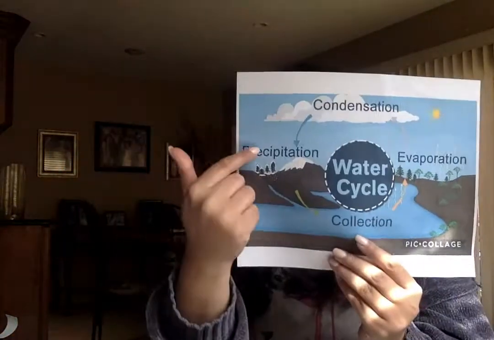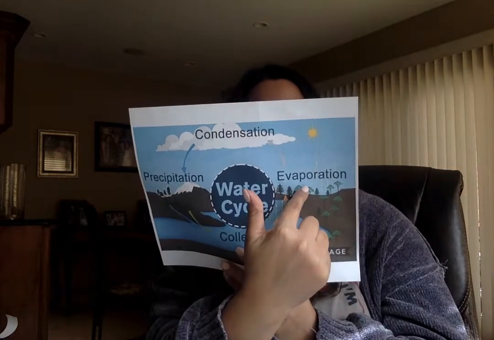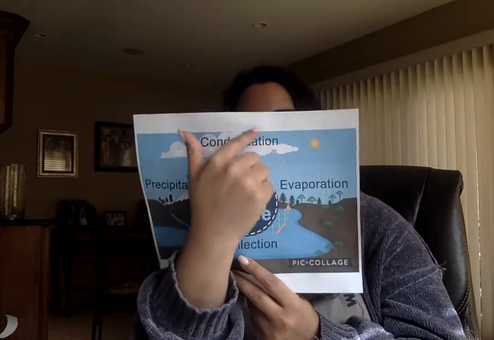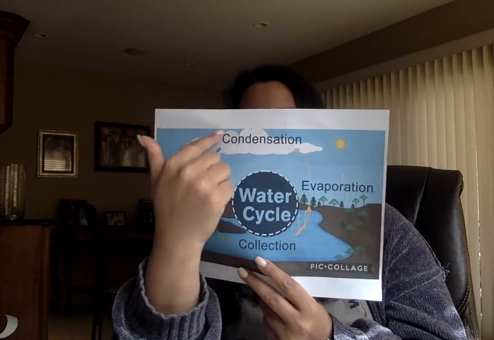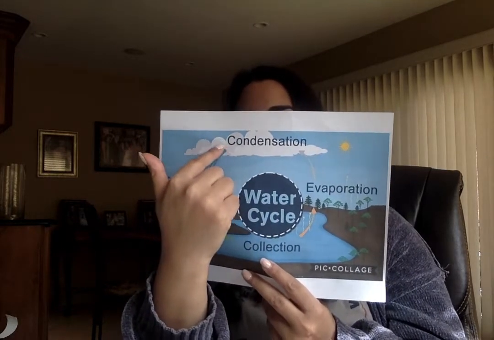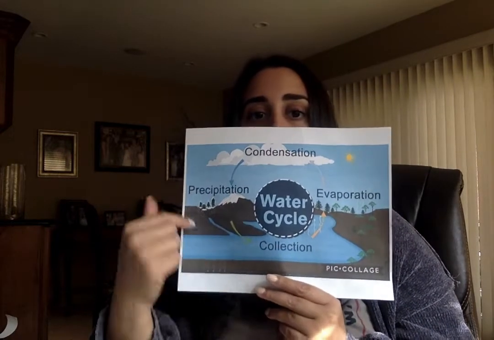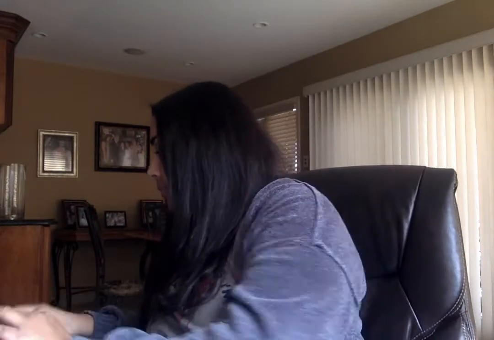So, as we see in here, we have the evaporation turning into the air, which is going into condensation. And then when it gets so heavy that it can't hold anymore, you get precipitation. And just keeps going around and around. That's the water cycle. If you have any questions, we can definitely do a FaceTime.